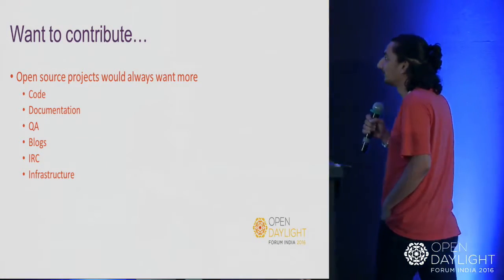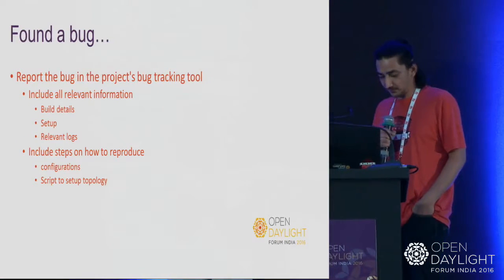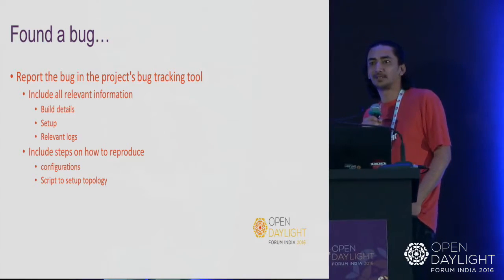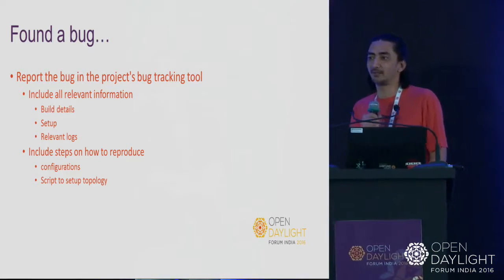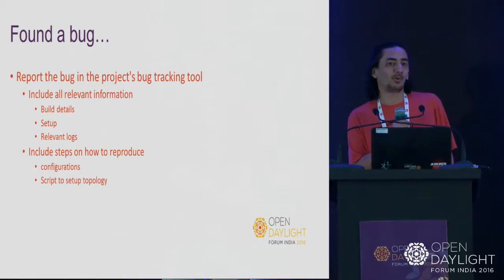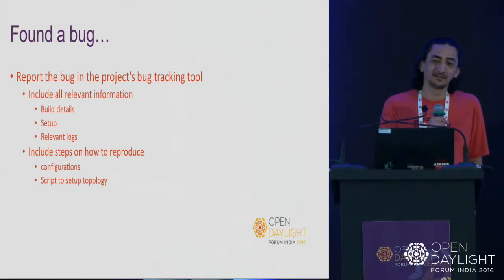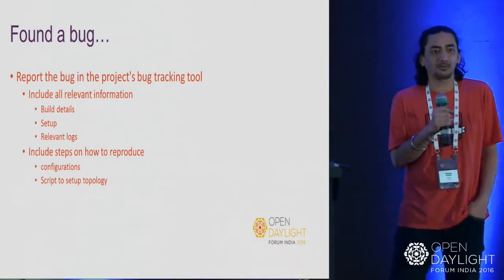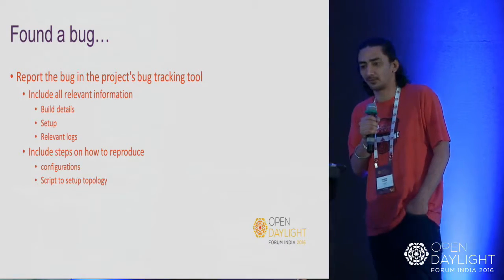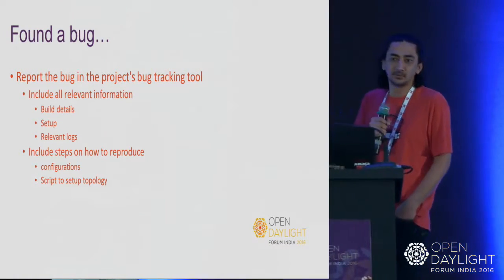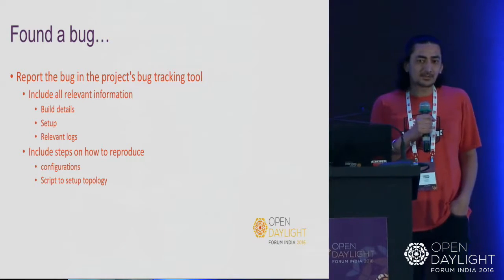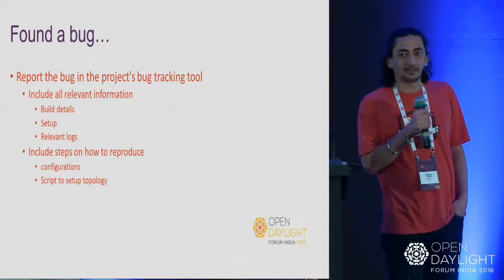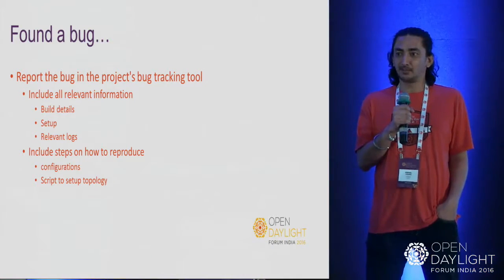Most people's first point of entry to an open source project is, I'm trying to do something. Am I doing it correctly? You send out a mail, someone responds, looks like this is a bug. Okay, good. So you found a bug, congratulations. Before you contribute code, this is the first thing you can contribute to the project. The first thing that you should always do, if you find a bug, is find out where to file that bug.